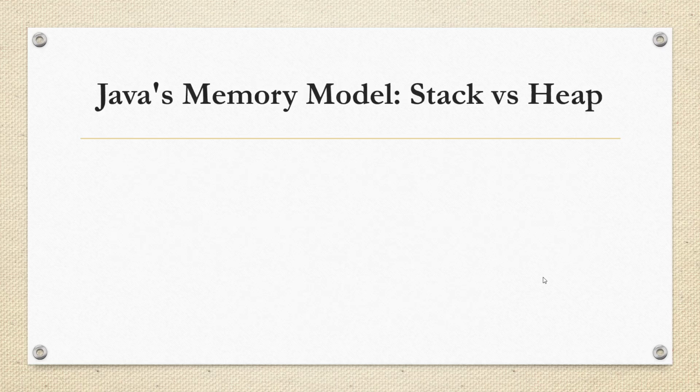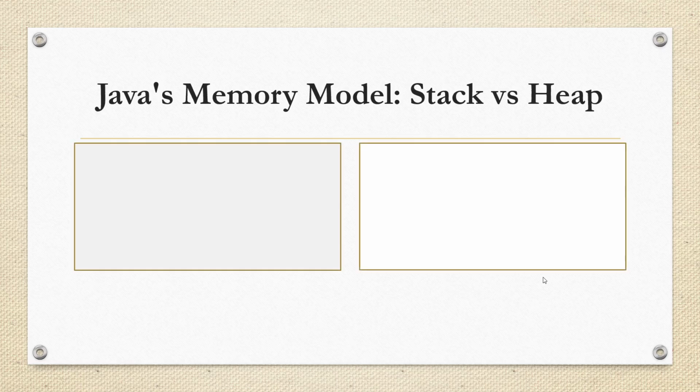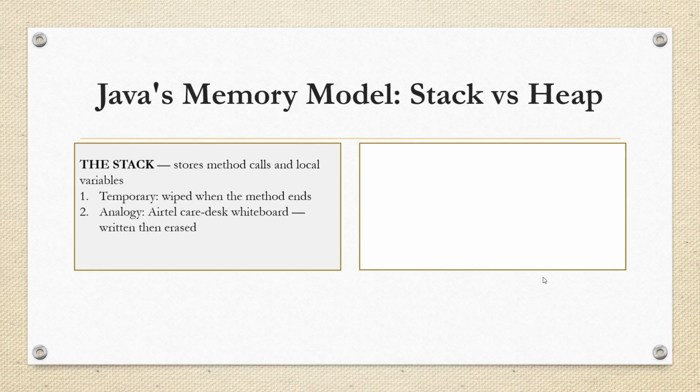Now, let's jump into today's class. Let's talk about the memory model, where we talk about the stack versus the heap. Here's a way I want you to think about this: a building that has two different rooms. The first room will be called the stack. Think of this as a temporary place. Here's a good analogy.